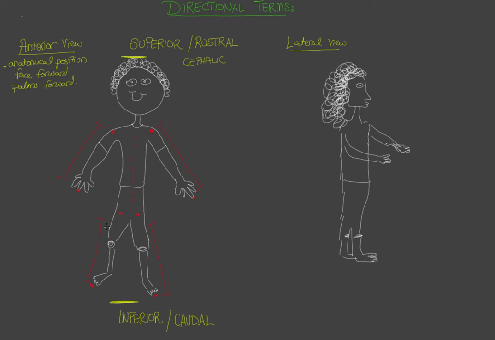So these words, closer and farther away from the axis of the body, have specific terms. The word proximal can be referred to an area that is closer to the body's axis. The opposite of proximal is distal. So this means farther away from the body's axis.